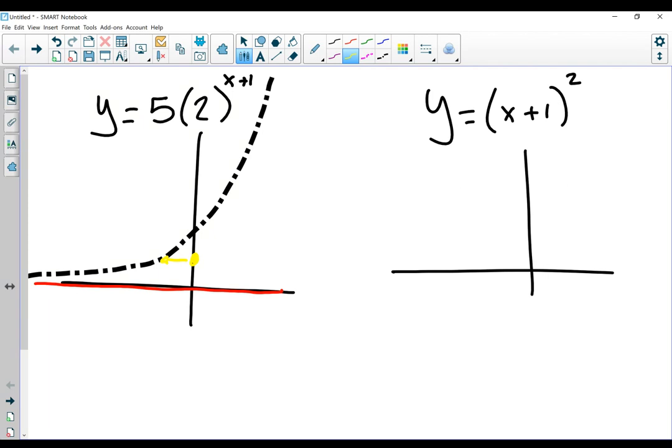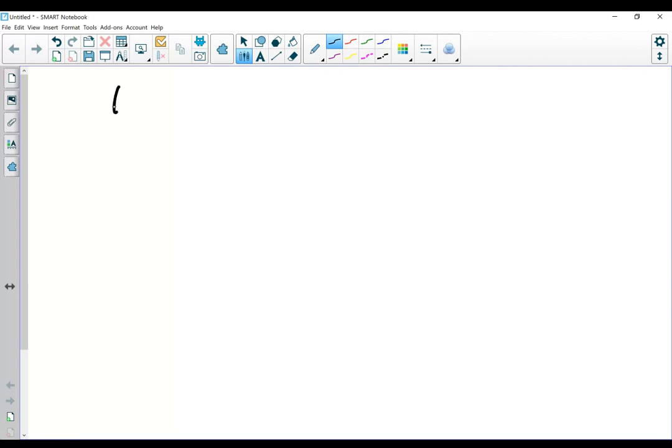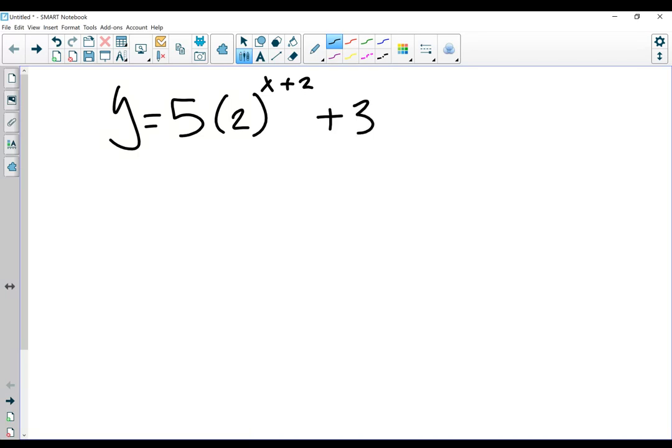You could actually have a double transformation that would look something like this. Y equals 5 times 2, and here this would be moving it 2 units to the left. The function moves 2 units to the left. And then out here, this moves it 3 units up. And we ought to be able to have the ability to draw that.